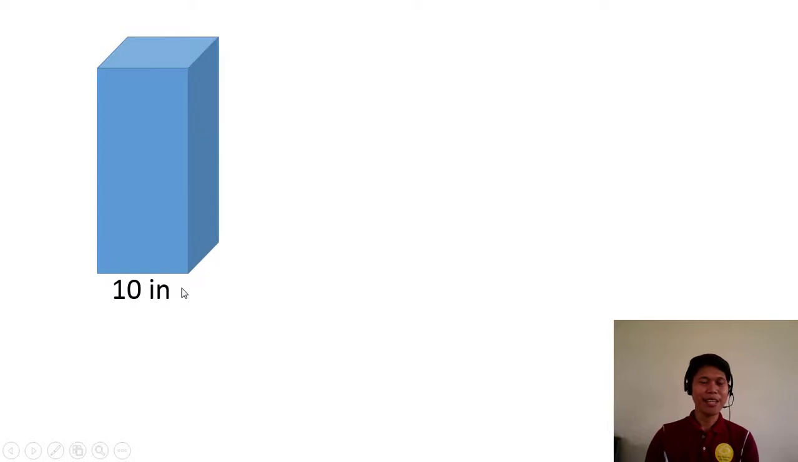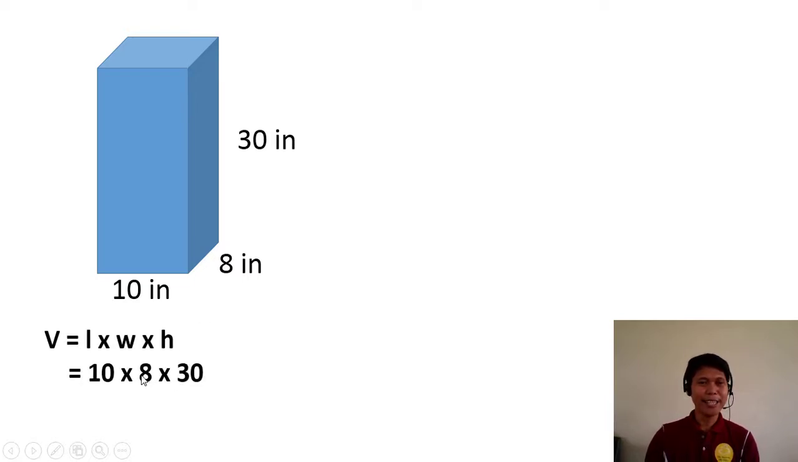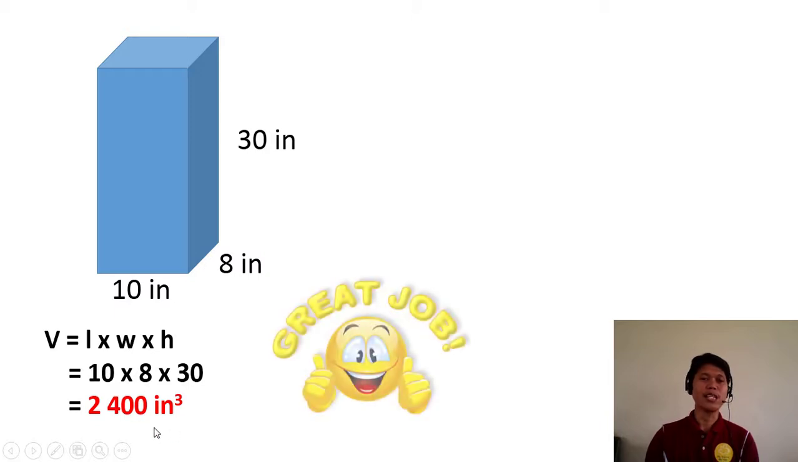And lastly, 10 inches, 8 inches, and 30 inches is the height. Go. Okay, so I'll reveal the answer. Length times width times height. 10 times 8 times 30. It is 80 times 30. So 8 times 3 is 24, and just add the 2 zeros. So it is 2,400 cubic inches. Great job.